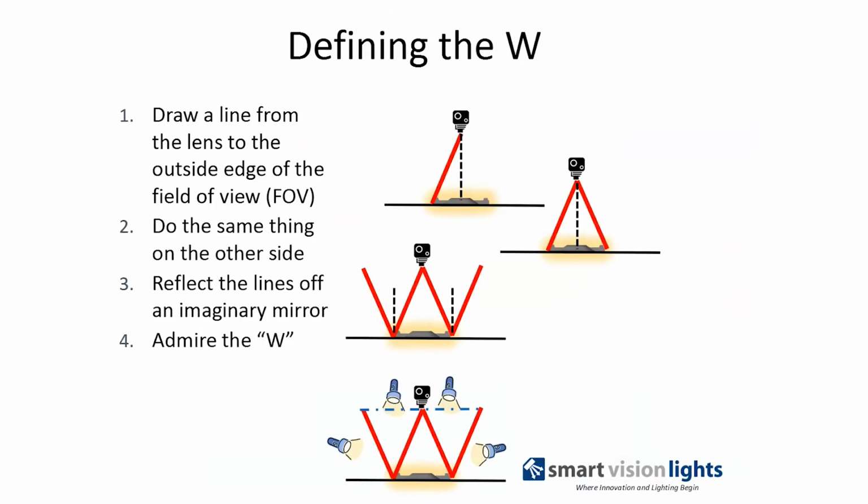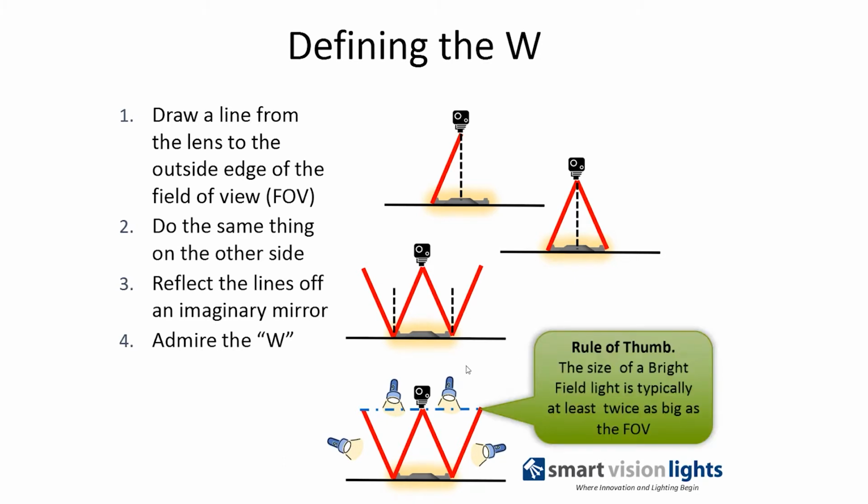So how did we get there, and what makes a bright field image? Well, we're going to define what we call the W here. So what you're going to do is draw a line from the lens to the outside edge of your field of view, whatever that may be. And then you're going to do the same thing on the other side. And then you're going to reflect the lines off an imaginary mirror, which we've shown as a dotted line here, and make it an equal and opposite angle. This defines a W. So as we look at the W, the light must be placed at an angle within this W to reflect from the light, hit the surface, and go into the camera. We're basically doing ray tracing here.